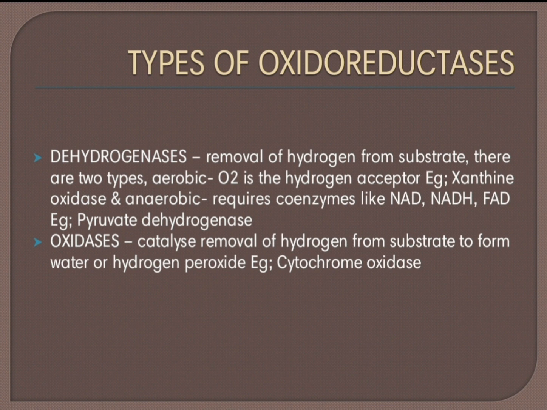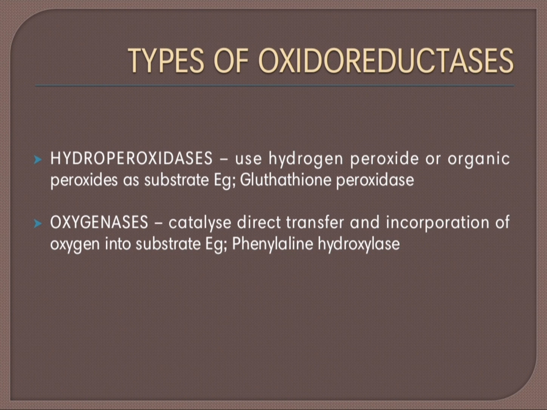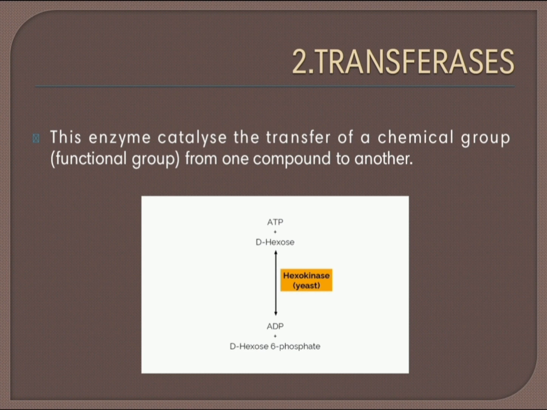The second type is oxidases. They catalyze the removal of hydrogen from substrate to form water or hydrogen peroxide. Here oxygen is the hydrogen acceptor. Example, cytochrome oxidase. The third type is hydroperoxidases. These enzymes use hydrogen peroxide or organic peroxide as substrate. Example, glutathione peroxidase. The fourth type is oxygenases. They catalyze direct transfer and incorporation of oxygen into substrate. Example, phenylalanine hydroxylase.